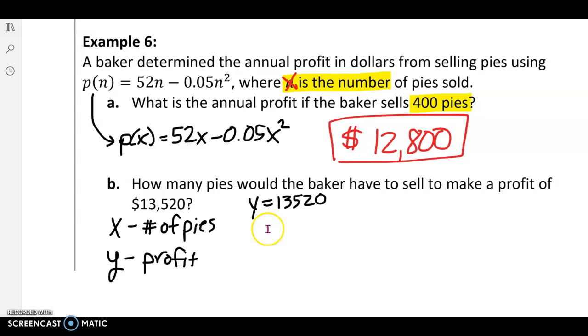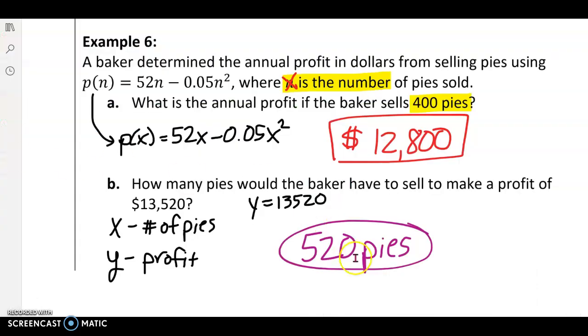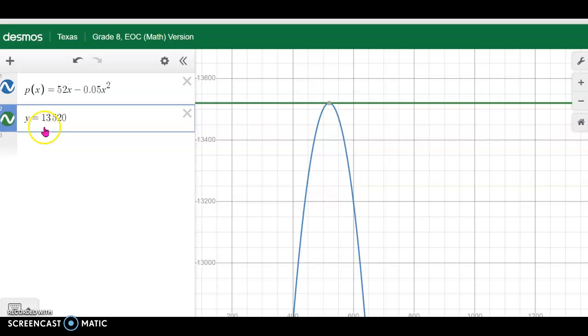Okay, so in the second part of the question, it's giving you the profit and wants to know how many pies. So if x is the number of pies, then y must be the profit. So let's type in an equation, y equals 13,520. So you can see here that this is the maximum height and the maximum profit they made was 13,520. Okay, once again, you can see I typed in y equals 13,520 and got the number of pies.